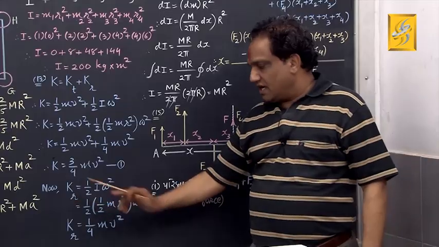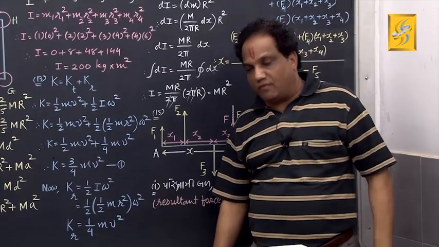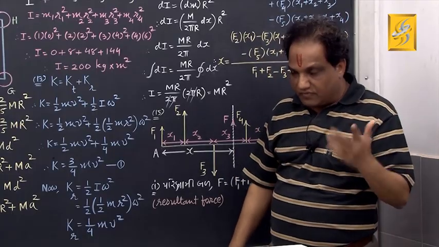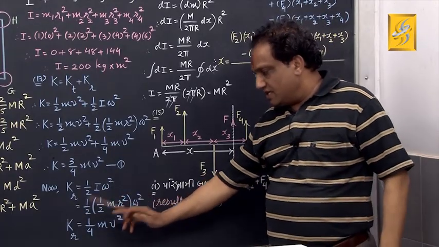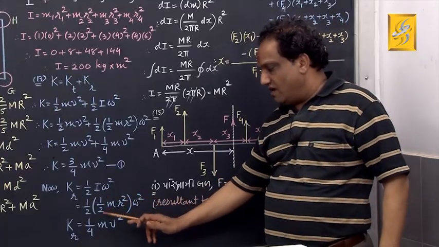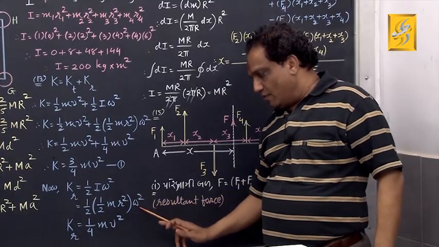What about rotational kinetic energy? Rotational kinetic energy by formula half I omega square. Now tell me, 1 by 2 as it is, you are talking about solid cylinder for which I equals to half mr square into omega square.